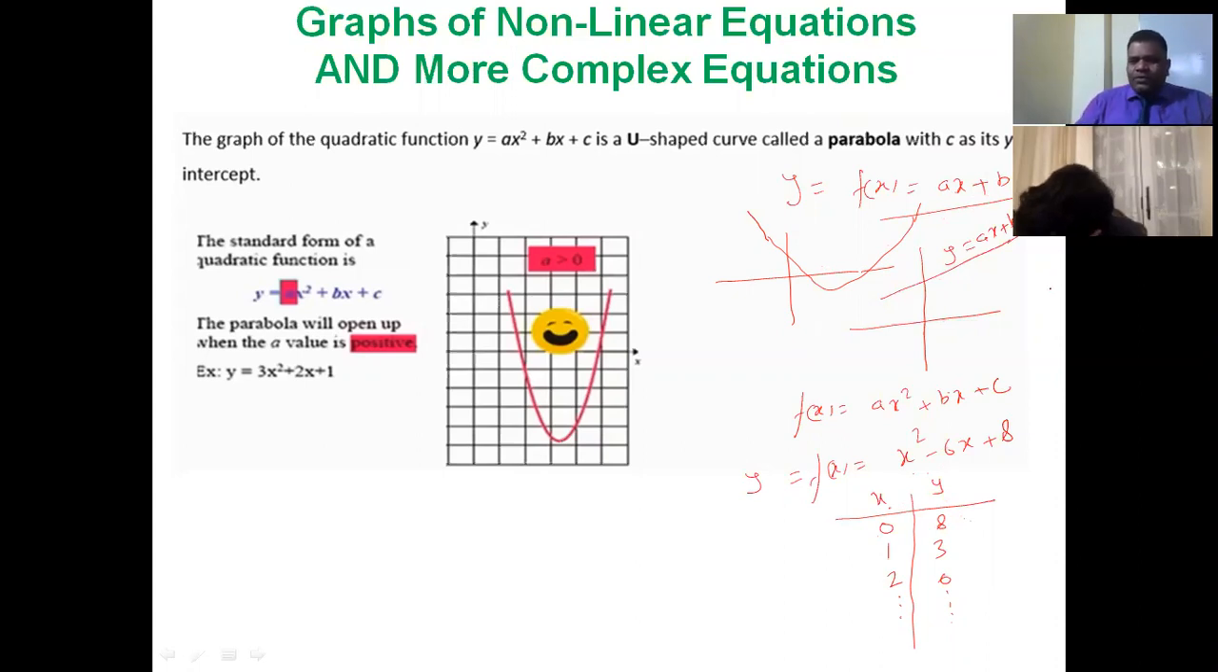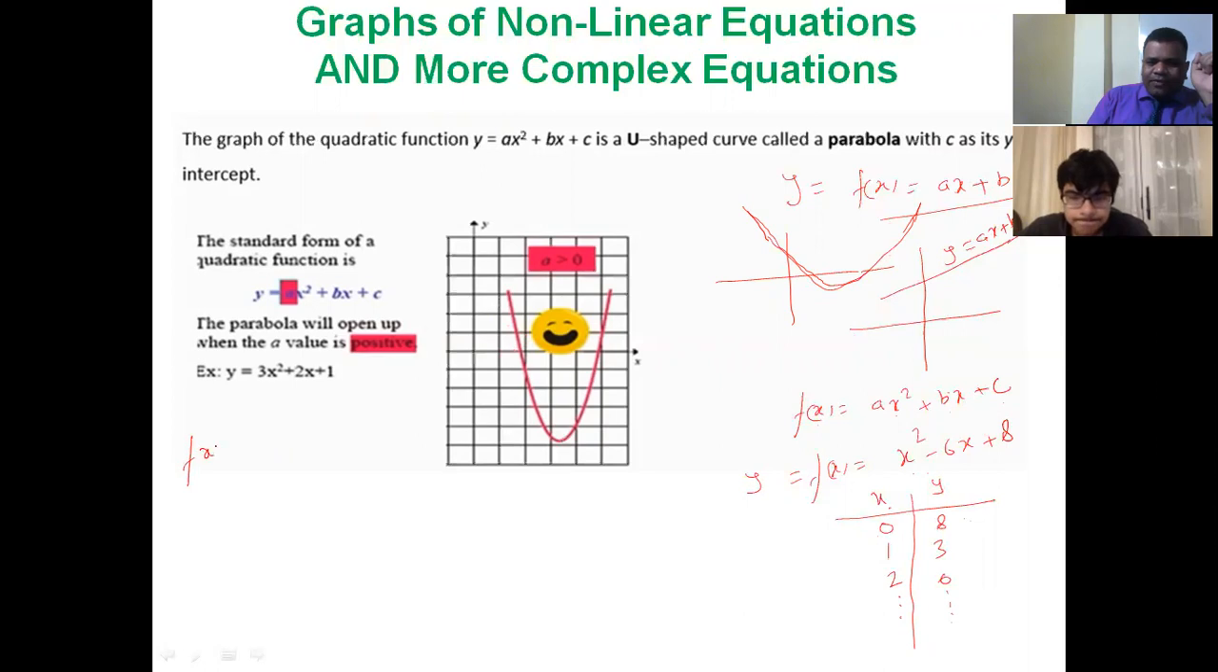So what I'm trying to say is, if the equation is something like f of x equals ax squared plus bx plus c, and you try to plot the graph, you'll get a shape like this, and this shape is called a parabola. Here, a few interesting things we need to see.